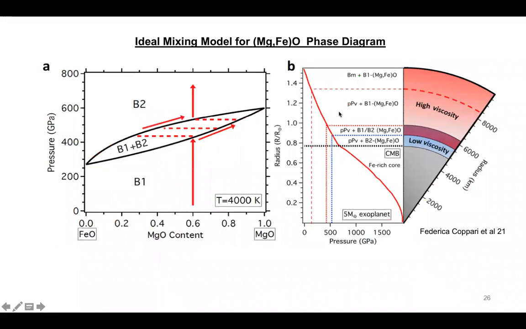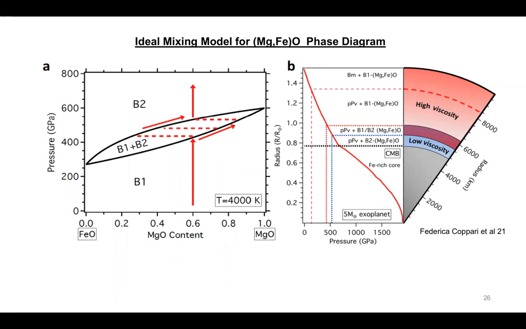So in Federica's ideal mixing model here, for say a 5 Earth mass exoplanet, you would have a region of bridgmanite and ferropericlase, then post-perovskite and ferropericlase. But then you'd get this mixed B1, B2 region, and then finally a B2 region where the viscosity could actually go down, which is the complete opposite of what one's intuition is, that the viscosity is going to increase with increasing depth in these planets. So you may have a very unusual structure in these planets, as a low viscosity region could affect heat flow, it could affect the behavior of the magnetic field, could have a lot of implications that are discussed in Federica's paper.